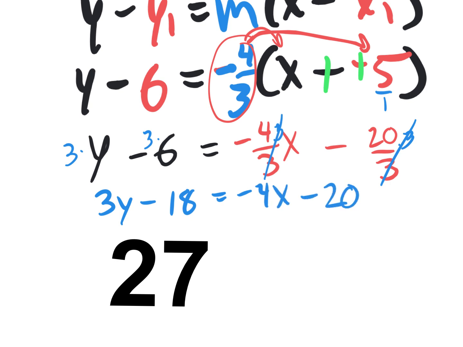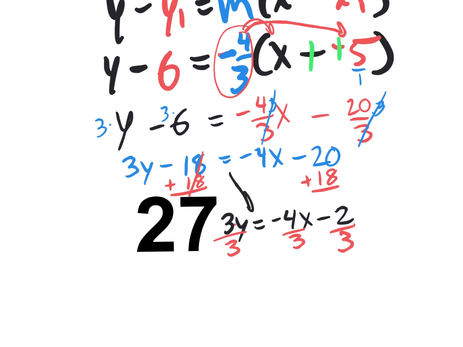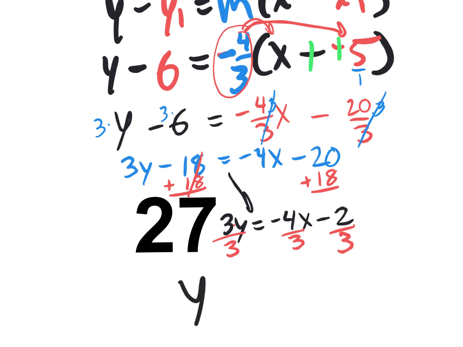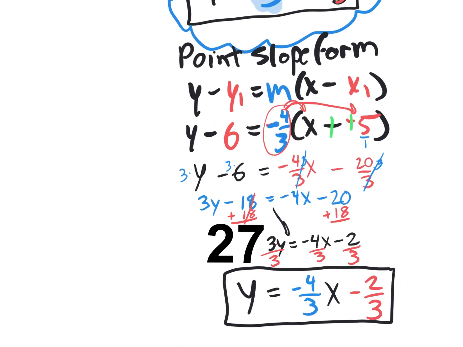And we almost have it in slope-intercept form. We just need to do two things. I'm going to add 18. What we do to one side, we do to the other, add 18. You're going to have 3y, bring down the equal sign, negative 4x minus 2. And for your final step, you've got to get rid of that multiplication of 3 in front of the y. Divide by 3, divide by 3, divide by 3. And there's your slope-intercept form equation: y equals negative 4/3 x minus 2/3. This would be an ugly equation to graph, but that is my slope-intercept form equation.